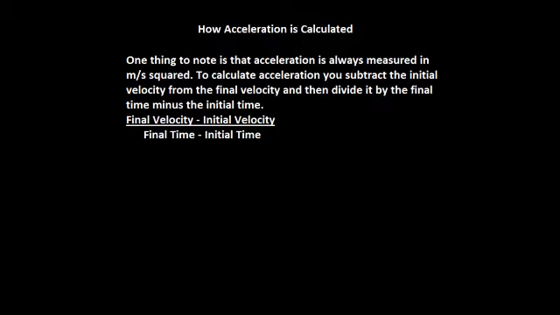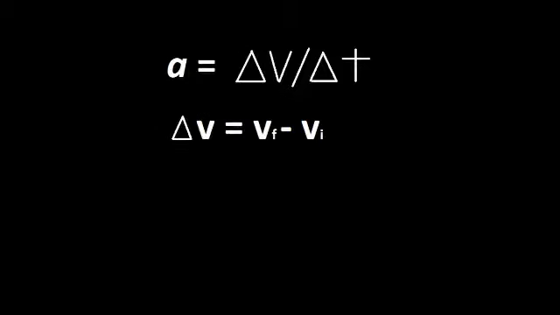Before calculating acceleration, one thing to note is that acceleration is always measured in meters per second squared. To calculate acceleration, you subtract the initial velocity from the final velocity and then divide it by the final time minus the initial time. The equation to solve for acceleration looks very similar to the equation to solve for velocity. a is equal to delta v divided by delta t. Delta v is equal to v final minus v initial.